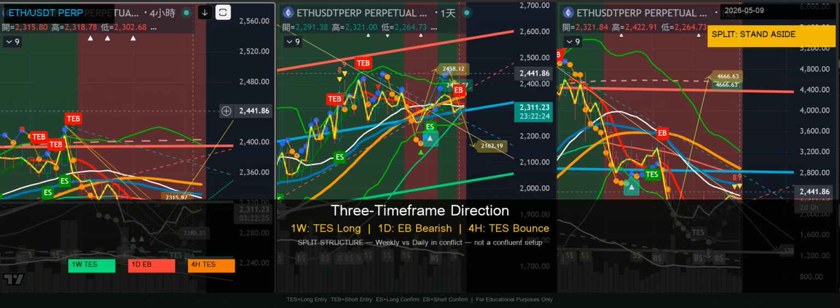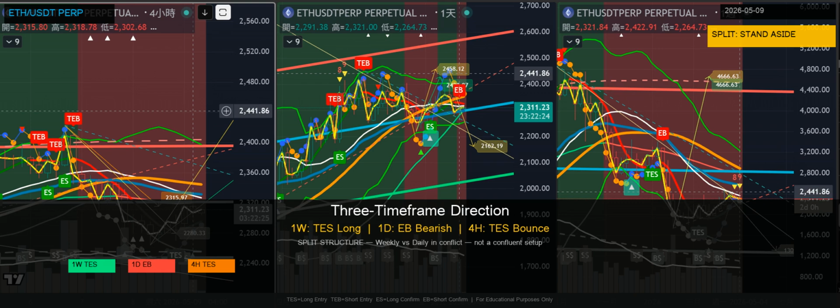Moving to the daily chart. The daily previously showed TEB signals that created bearish pressure. Then an ES signal appeared, suggesting a bullish recovery was underway. However, on the right side of the chart, a new EB signal has appeared. This daily EB is critical. It means the bullish recovery attempt on the daily has been stopped out.